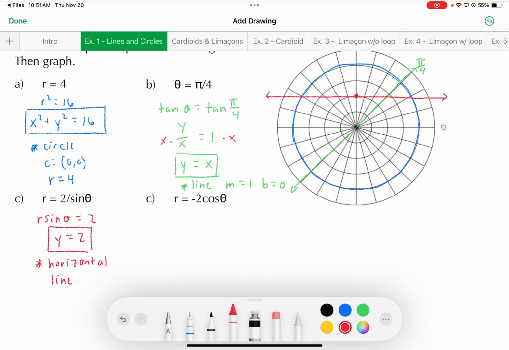What if I had r equals 2 over cosine theta? What would the graph look like? It would be vertical, right? It would be x equals 2 in that case. Okay, pick one more color.